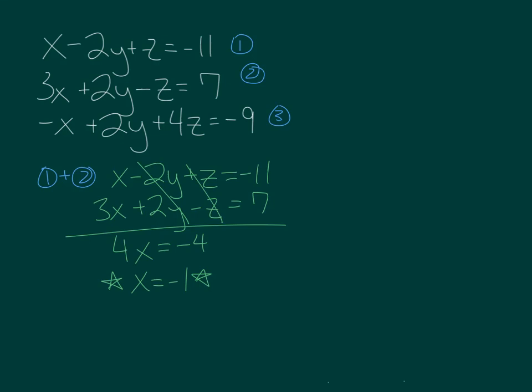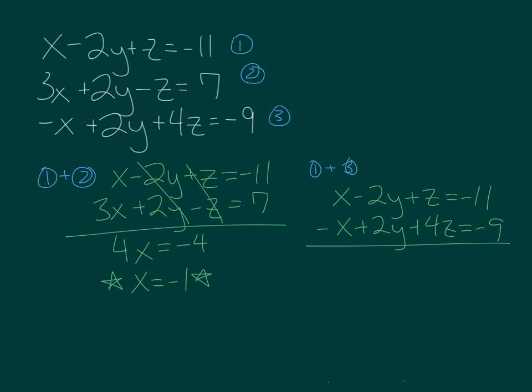Alright, that seems pretty cool. Let's keep going. Okay, if we add 1 to 3, the other two that have that matching coefficient, I'd be adding x minus 2y plus z equal to negative 11 to negative x plus 2y plus 4z equal to negative 9. When I add these, my x's will cancel, my y's will cancel, and I'll be left with 5z equal to negative 20, and solve for z so that z is equal to negative 4.